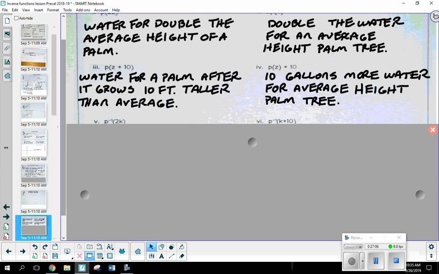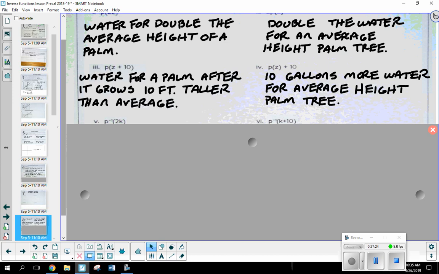out. So here's my next question. P inverse of 2K. What's being affected here? The height or the water? What am I plugging in? The water. How am I changing the water?